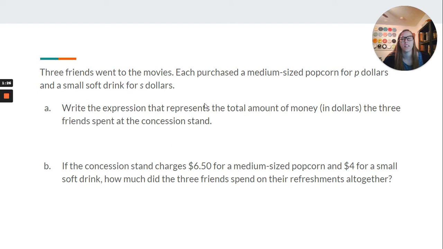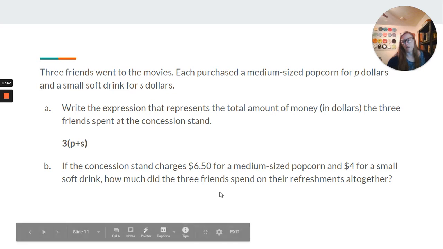Next one, three friends went to the movies. Each purchased a medium-sized popcorn for P dollars and a small soft drink for S dollars. First, write the expression that represents the total amount of money in dollars the three friends spent at the concession stand. So we're going to write 3 times (P plus S), because we know that each one purchased popcorn and a soft drink and there were three of them.